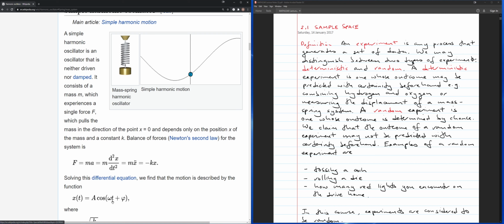So for a deterministic experiment, you can predict the outcome of your experiment using some sort of theory to derive your result beforehand.